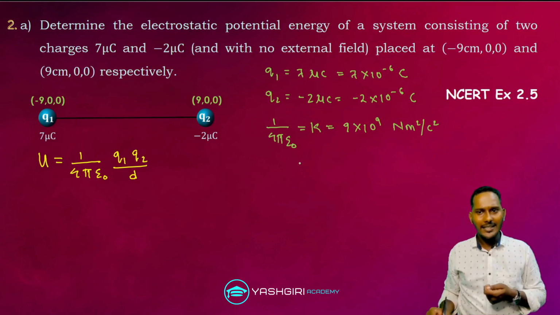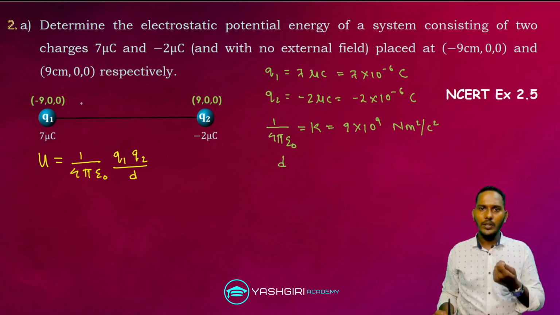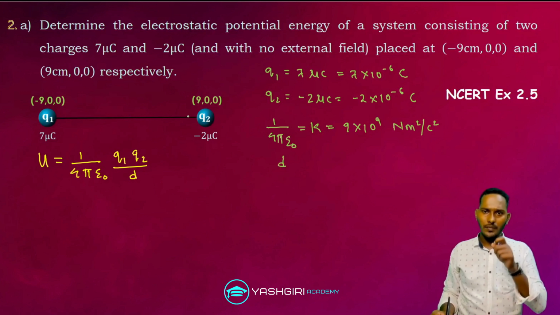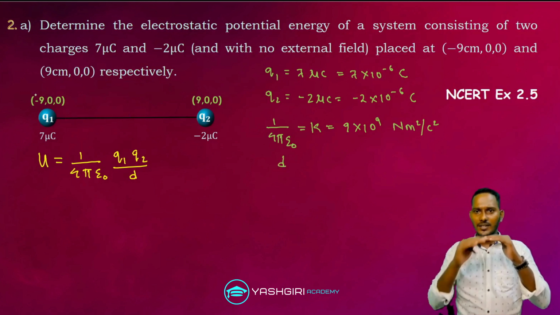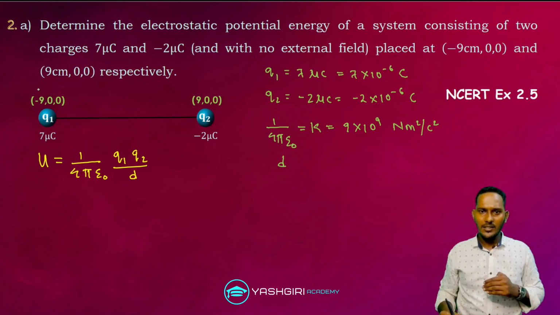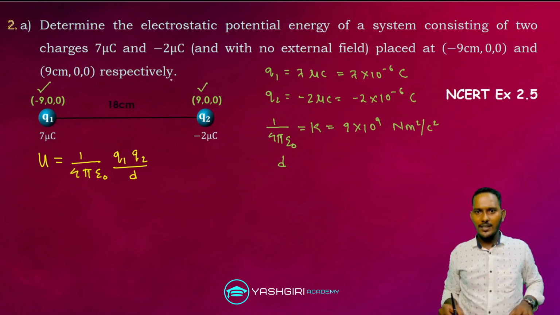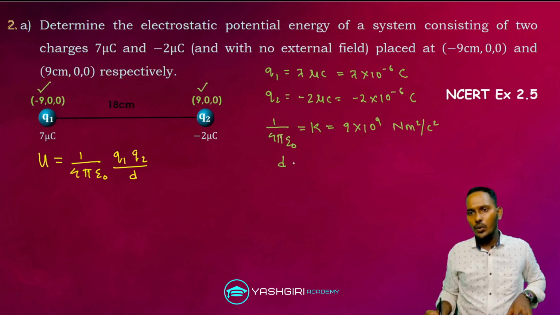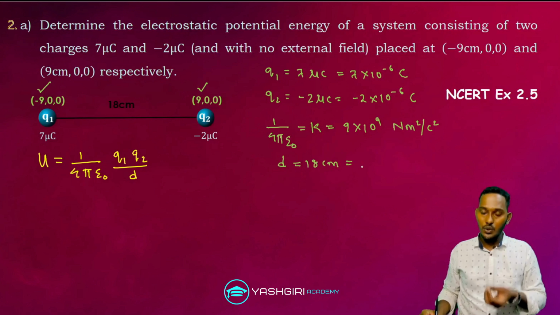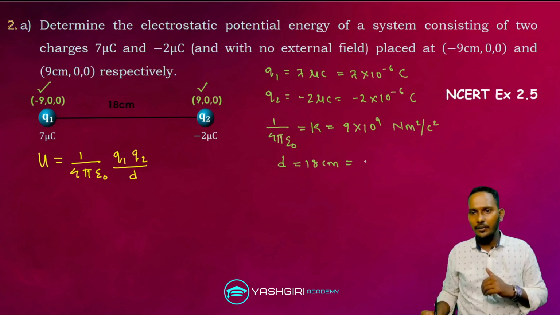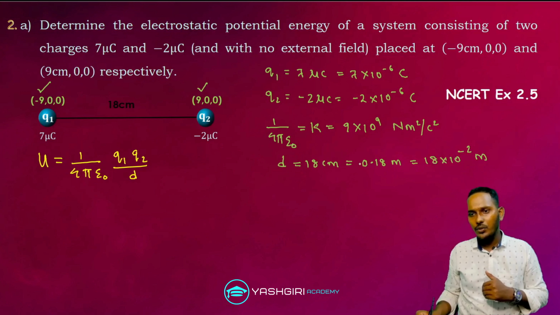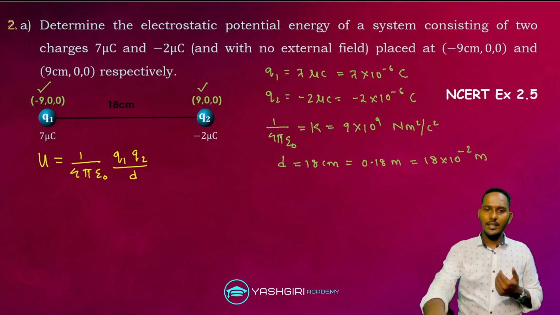And students, here the d is required. So the d that we know here is the distance of separation between the 2 charges, right? So if you just say it's placed along the x-axis, this is minus 9 and here it is positive 9. So the distance of separation between them is nothing but 18 centimeter. So you need to convert it into meter. When you want to convert it into meter, divide it by 100. So that will give me 0.18 meter, or else you can also write it as 18 into 10 to the power minus 2 meter, right? So that's the thing that we know here.